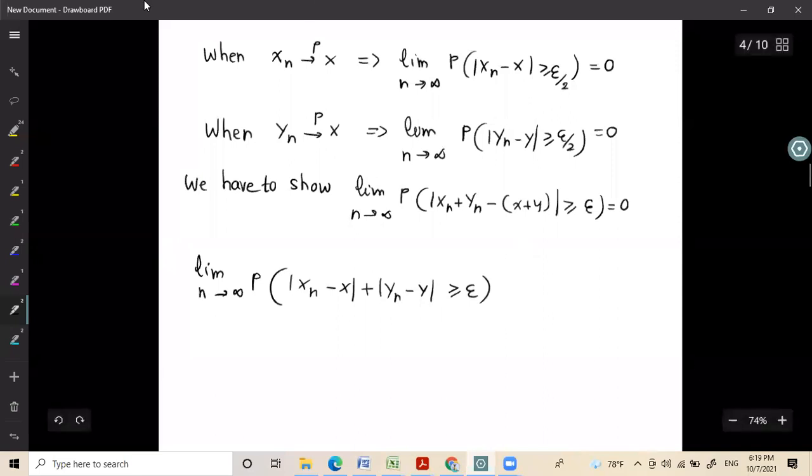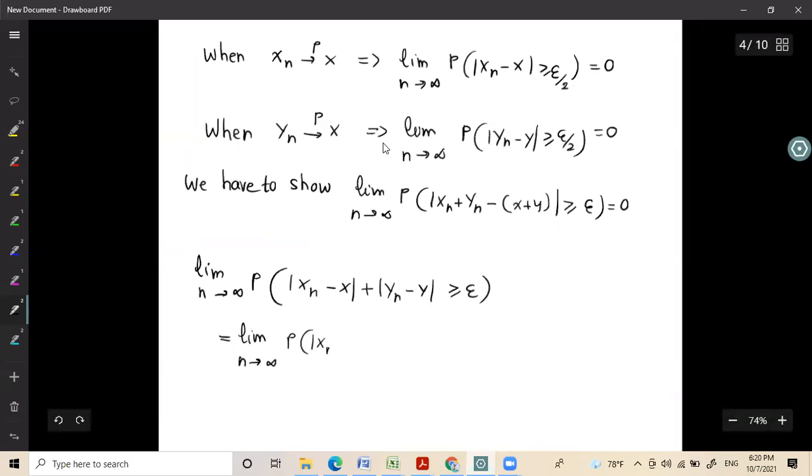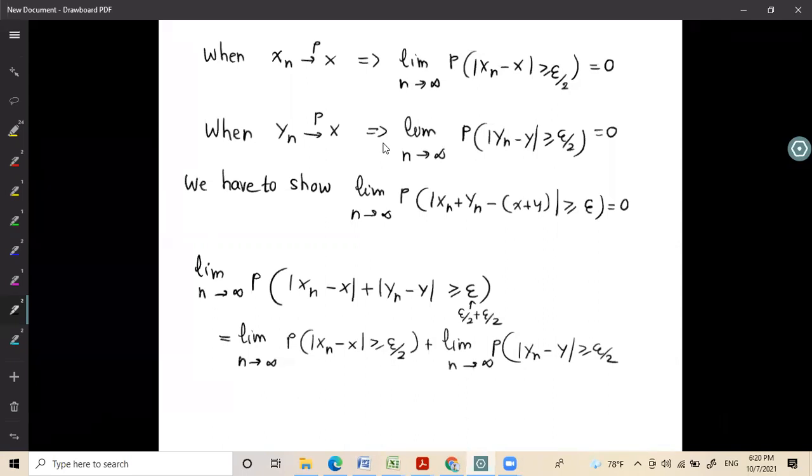Since these are random variables on the same space, you can split this into the two limits. How can you do that? You can write this as the limit as n goes to infinity of the probability that Xn - X is greater than or equal to epsilon over 2, plus the limit as n goes to infinity of the probability that Yn - Y is greater than or equal to epsilon over 2. How do you do that? By writing epsilon as epsilon over 2 plus epsilon over 2. So we split it into 2.